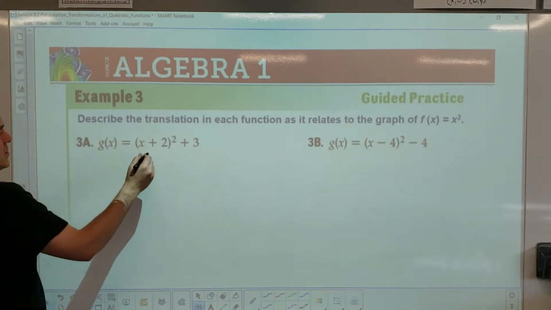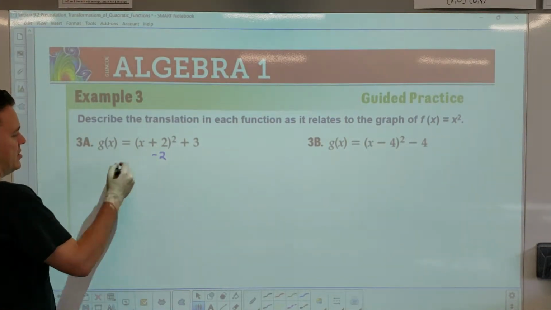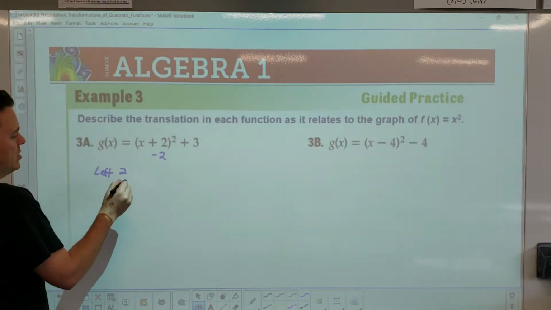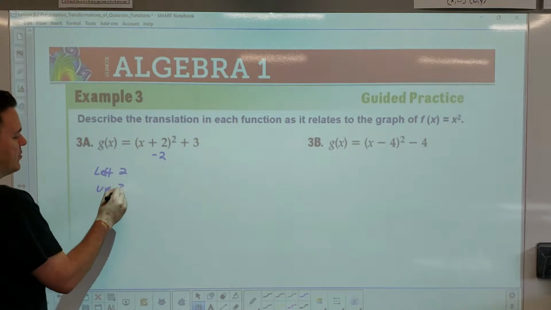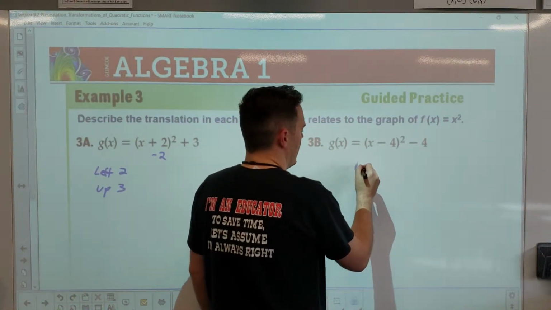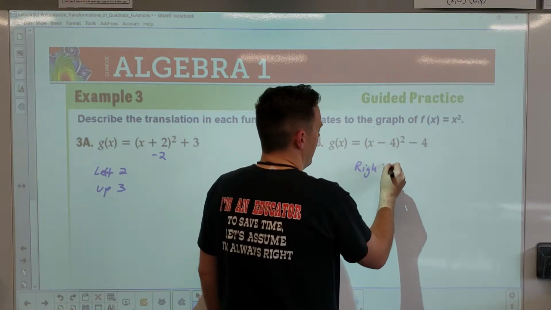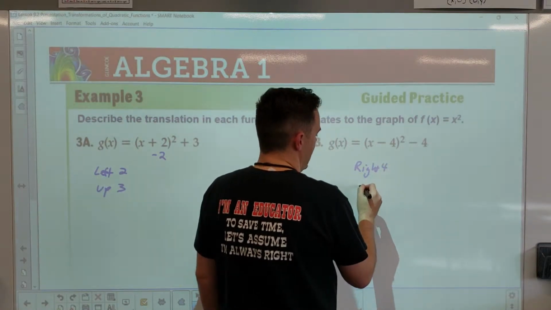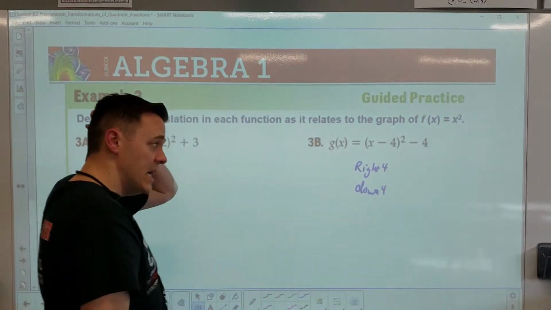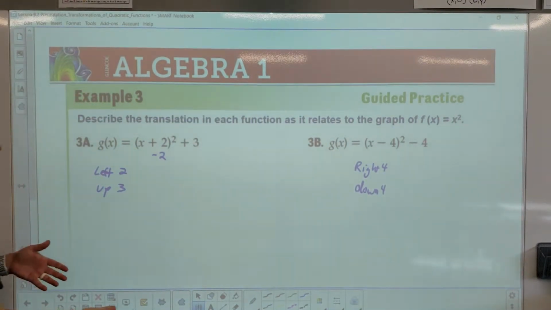All right, remember this would be a negative 2 coming in here. So this would be left 2, and then it's going to go up 3. And then this is going to be going right 4 and down 4. Okay, so technically speaking, you would go from there. So let's look at what that actually means.